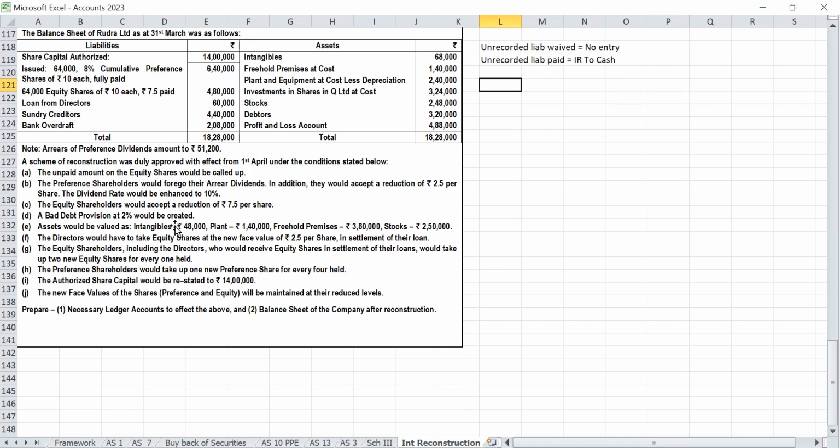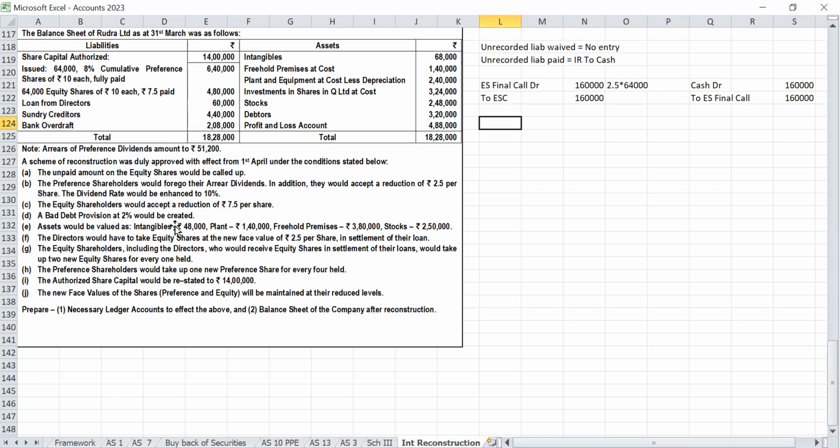First point: the unpaid amount of equity shares would be called up. What is the unpaid amount? 2.5, sir. So final call. Equity share final call, debit to equity share capital, 2.5 into 64,000. Correct? Yes, sir. Then for receipt, cash account debit to equity share final call, 1,60,000. Next.